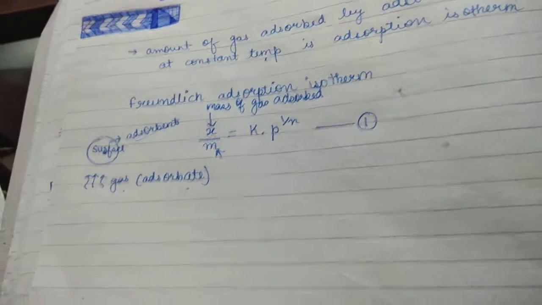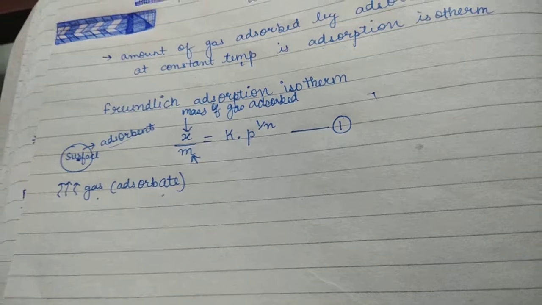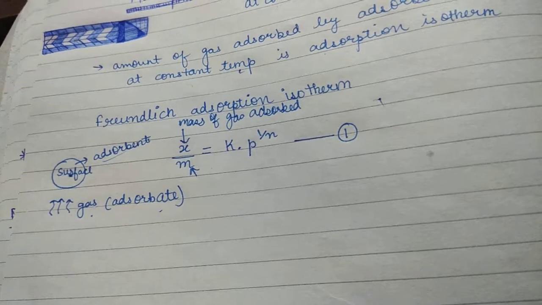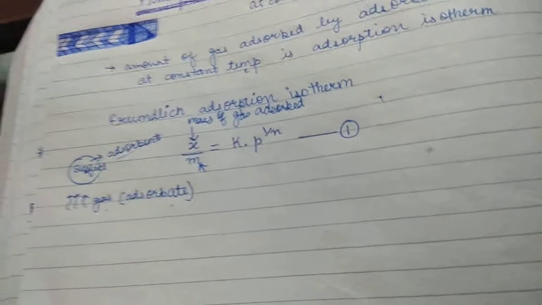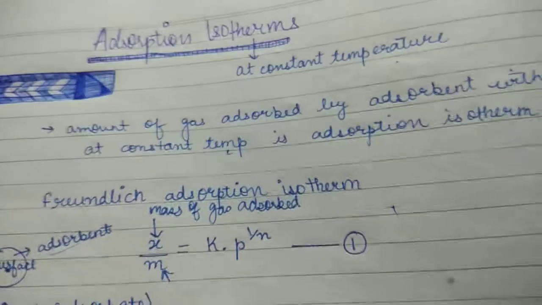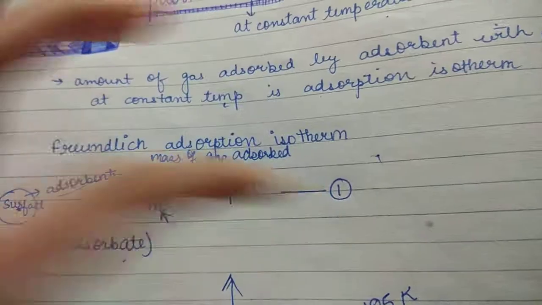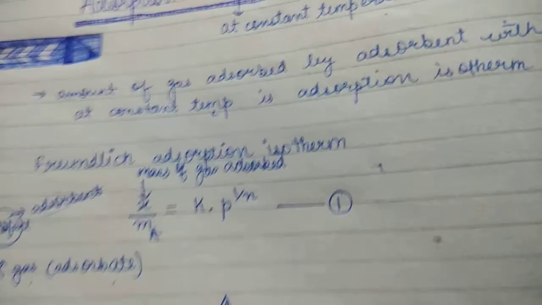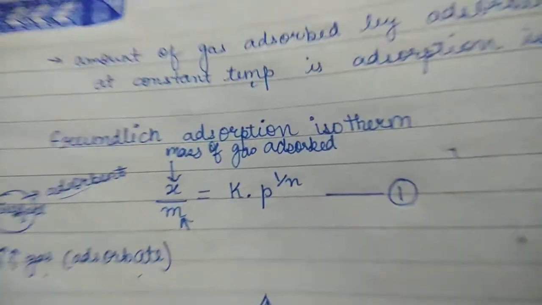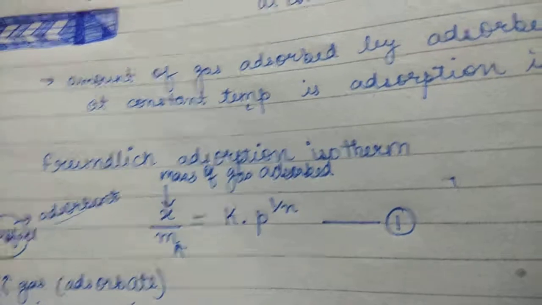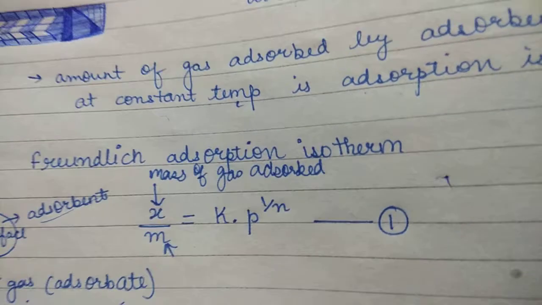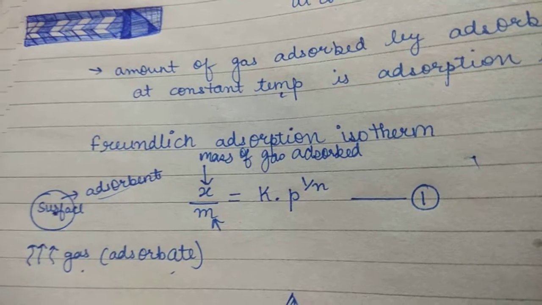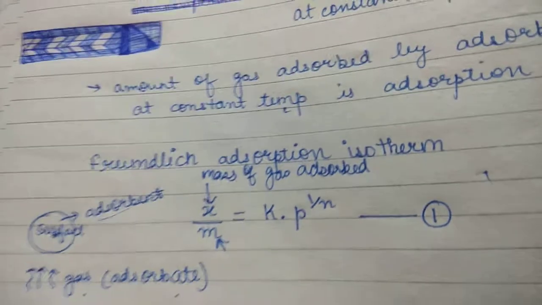Now the relationship is generally represented in the form of a graph, right? So we'll be discussing various types of graph in this video. Before coming to the graph, we should understand what is happening over here. Here x upon m is giving us the extent of adsorption. It is telling us how much adsorption is taking place.